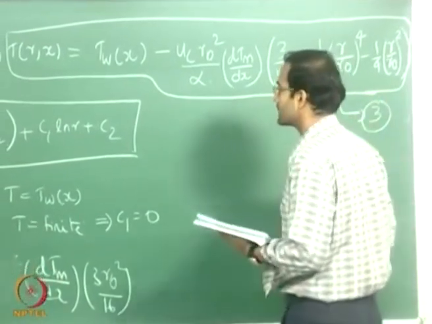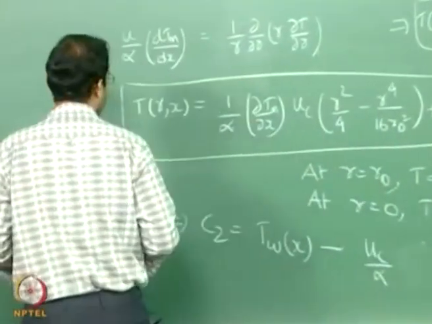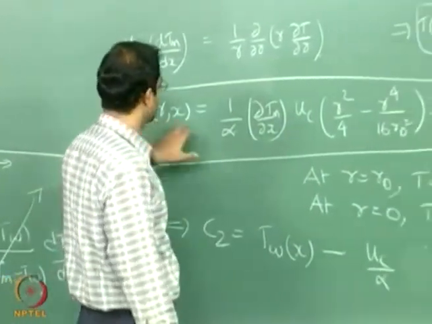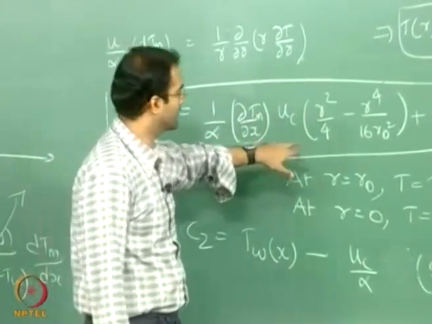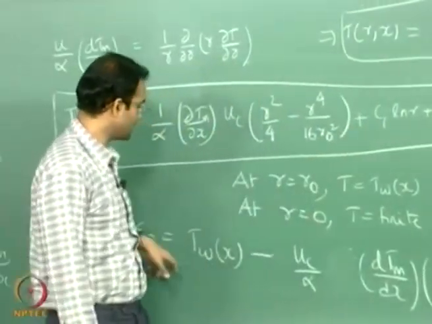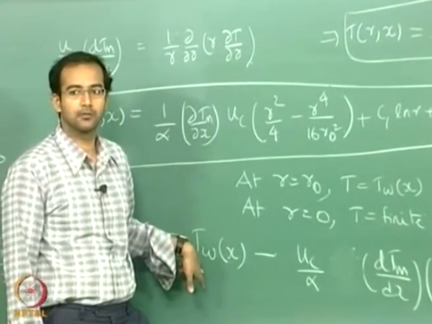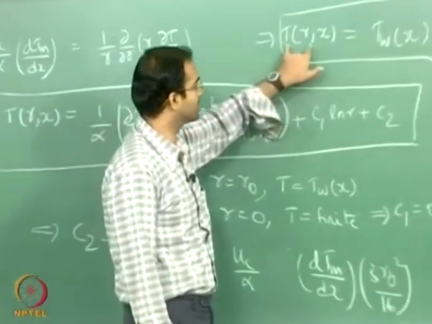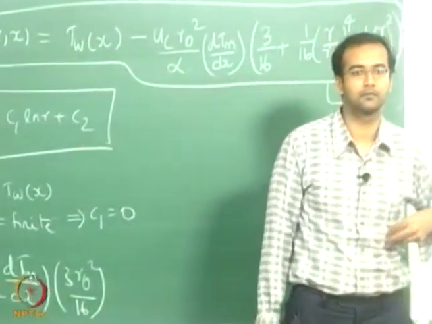So therefore you can see at this state it appeared like T is a function of only r, because your dTm by dx was constant, but once you calculated this constant C2, now it is a function of x through T wall. Therefore the final expression for T is a function of both r and x. Alright.